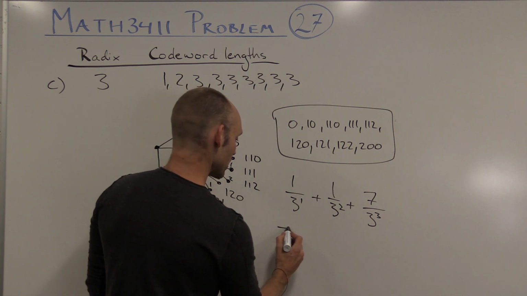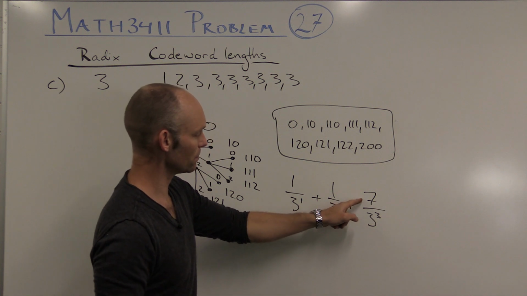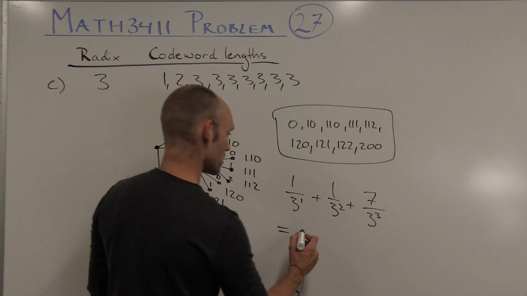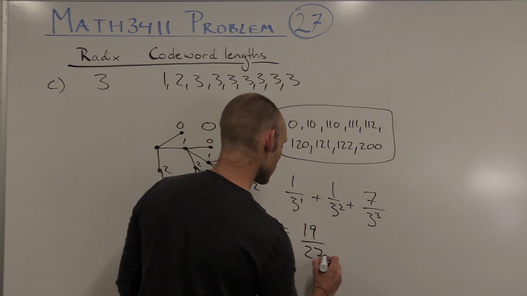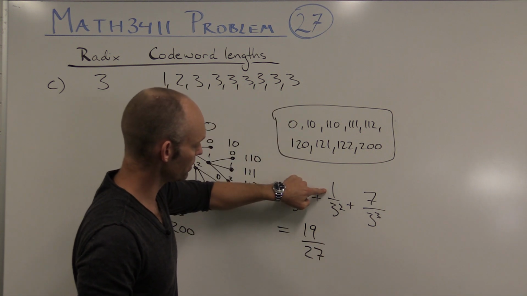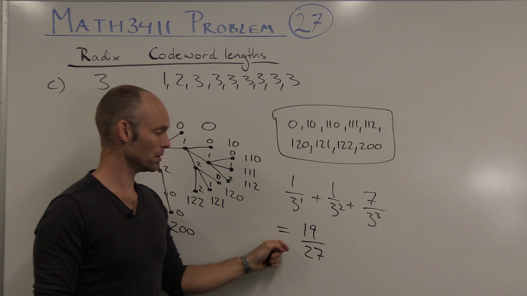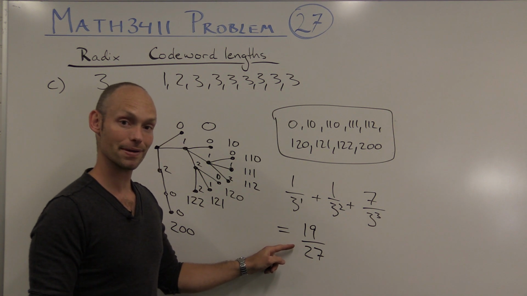So if we want to calculate that, well, we get, in terms of 27ths, we have 7 there, we have 3 there and 9 there. So that's 19 27ths. Is that correct? We have 9 there, we have 3 there, so that's 12 plus 7, that's 19. And this number is not terribly close to 1.